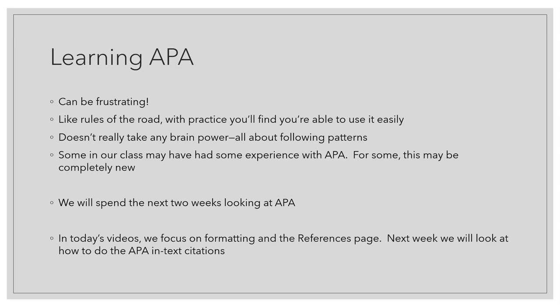When you see a red light, you stop. When you see a green light, you go. APA is exactly the same type of thing. So when you're first starting to use it, you've got to pay very, very careful attention to every little detail. But eventually your brain learns it and it starts doing it automatically. It really doesn't take any kind of brainpower.